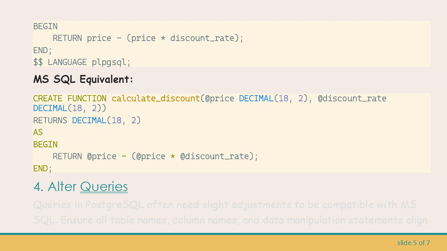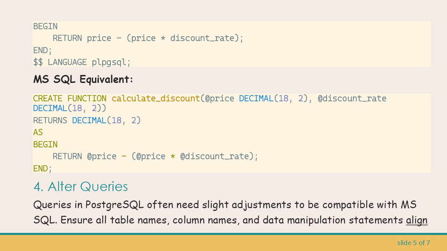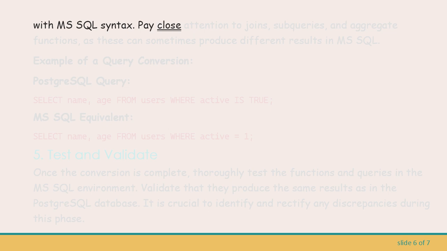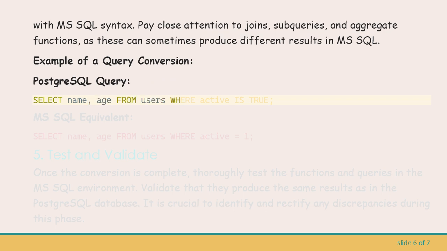4. Alter queries. Queries in PostgreSQL often need slight adjustments to be compatible with MS SQL. Ensure all table names, column names, and data manipulation statements align with MS SQL syntax. Pay close attention to joins, subqueries, and aggregate functions, as these can sometimes produce different results in MS SQL. Example of a query conversion. PostgreSQL query. MS SQL equivalent.